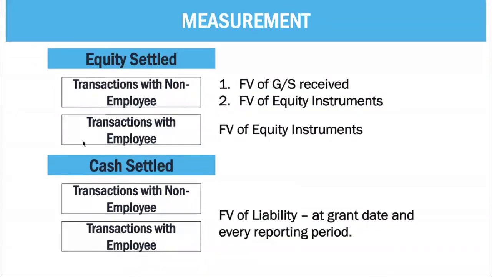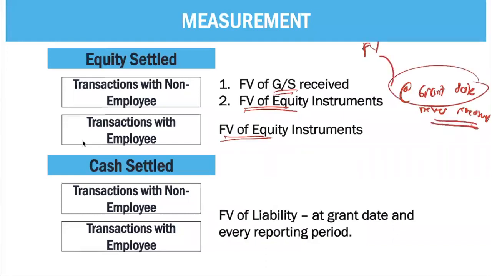Okay, remember, equity settled is share options. Cash settled is share appreciation. For your measurement, for transactions with non-employees, it is based on the fair value of goods or services. Otherwise, it is the fair value of equity instruments. If with employees, always at the fair value of equity instruments. This is only measured at grant date. Never remeasured. Always at grant date. So whatever the fair value is at grant date, that will remain the same.